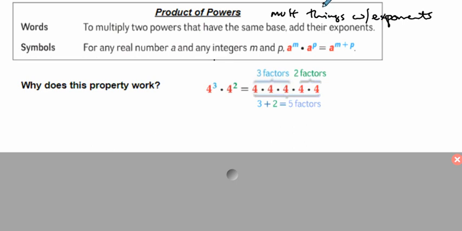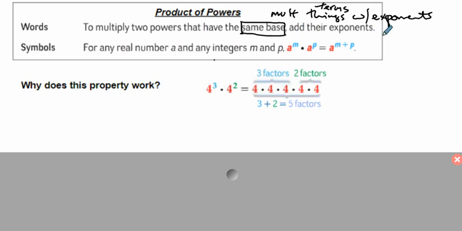Or terms, multiplying terms. Let's use terms. Terms sounds like a little more math here and, you know, people take it more seriously. But pretty much you're multiplying things with exponents. All right, so what it means in words here: to multiply two powers that have the same base. That's really important. When you're going to use these properties, they have to have the same base, right? And then when you do that, you can add their exponents.